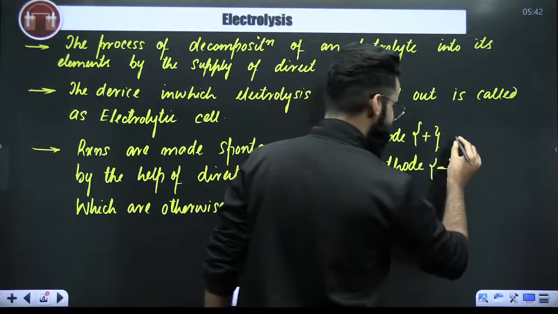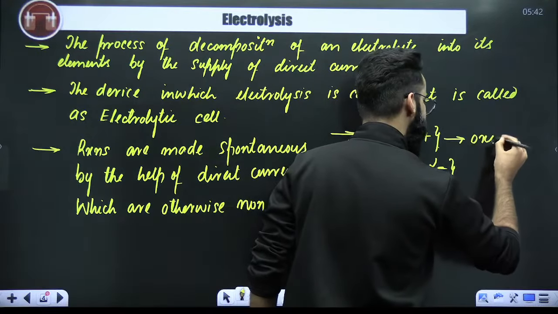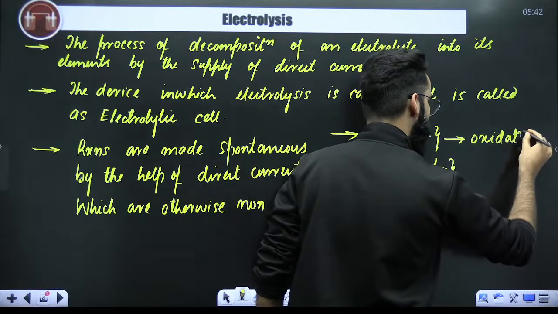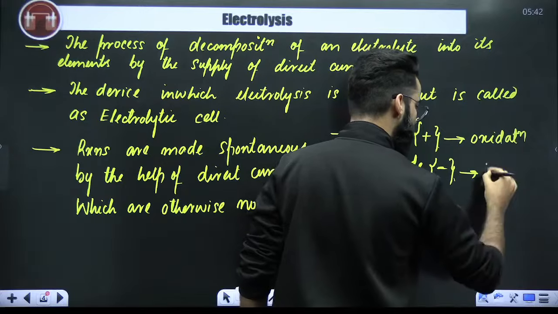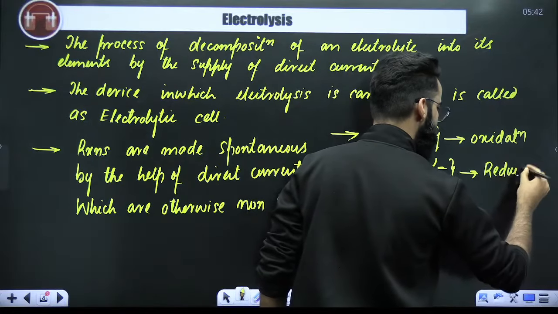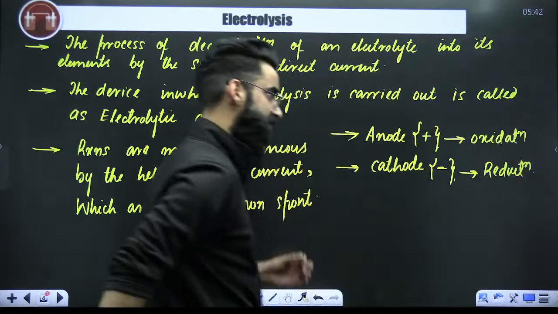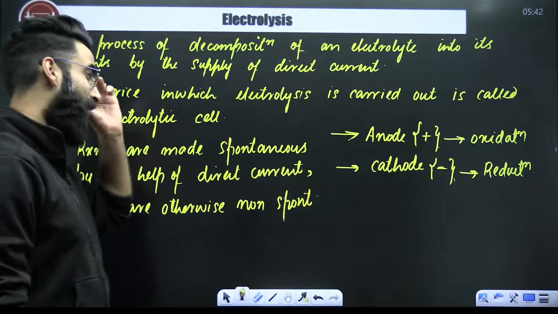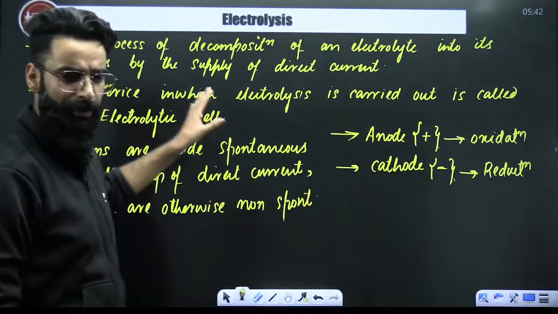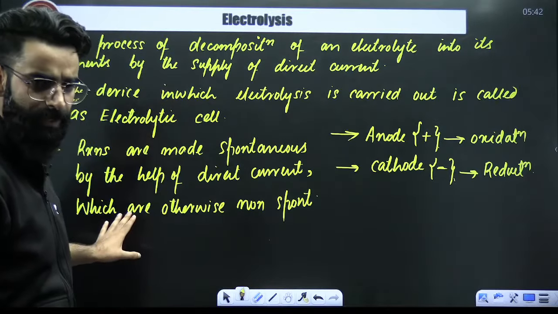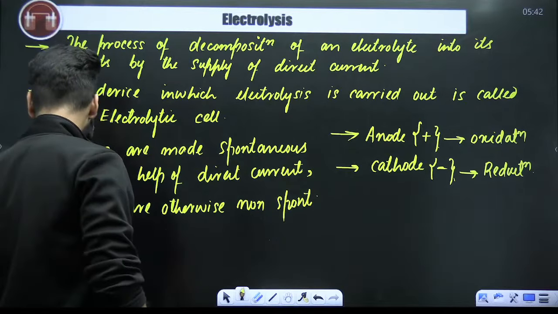And all the other things are same. At anode, oxidation takes place, which involves loss of electrons, and at cathode, reduction takes place, which involves the gain of electrons. Now let's try to understand all these things in detail. I believe you have taken a note of all these things. Okay, so let's try to understand all these things in detail now.